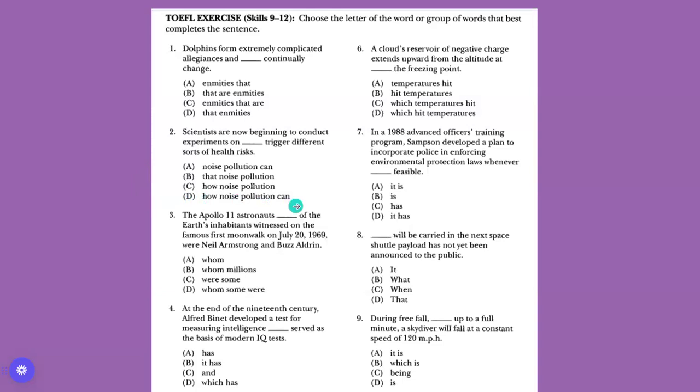How noise pollution can. This one, no, because noise pollution is a singular noun, so the conjugation would have to be triggers. How noise pollution triggers. That's why it's wrong. That's why we choose the one that says can trigger. Yep, thanks, teacher. How noise pollution triggers will be the correct answer.